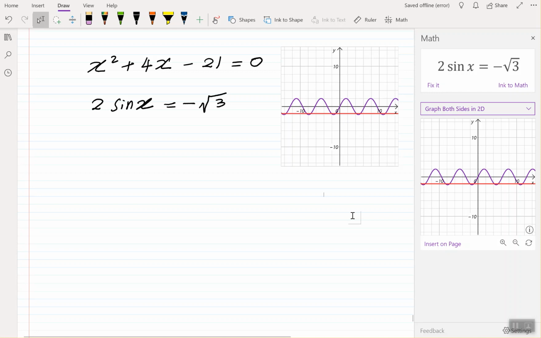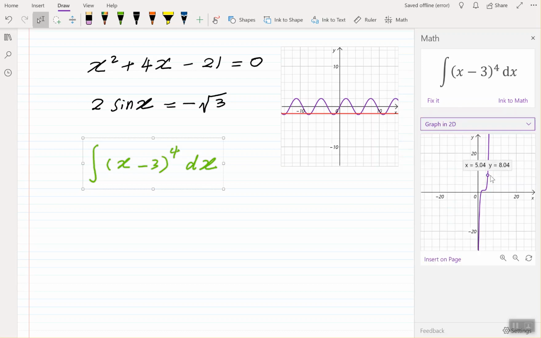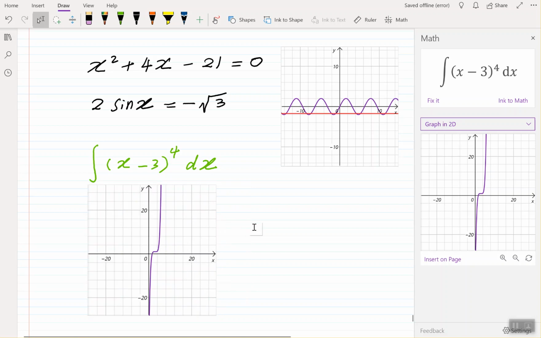Let's move on to something a little bit more complex, solving problems involving integration. I grab a different color. I'm going to grab green color and the integration symbol, and then we have x minus 3 to the power of 4 dx. Grab our lasso, select again, and use math and evaluate. Now we have the final solution, right? And we also have graphs in 2D. Insert our graphs, insert every size, and we have this one. Yeah, so those are very, very interesting tools.